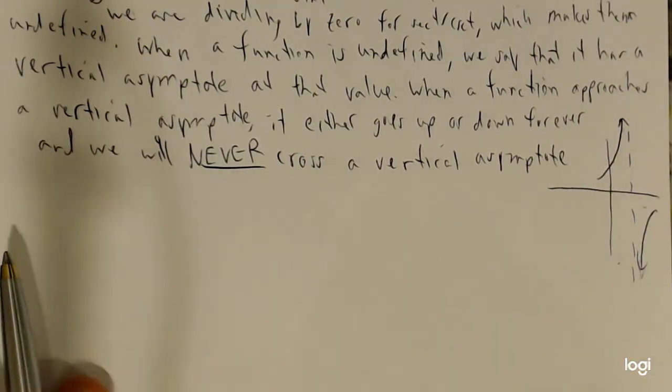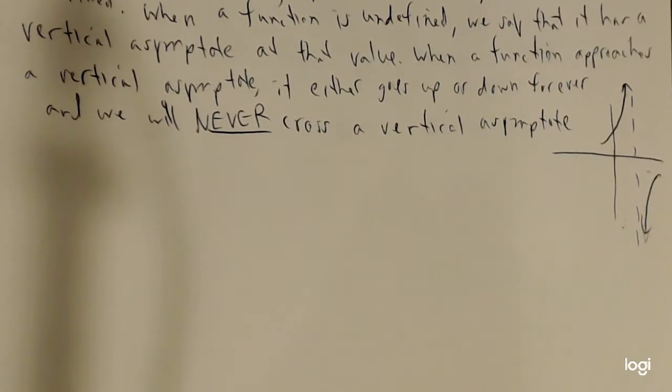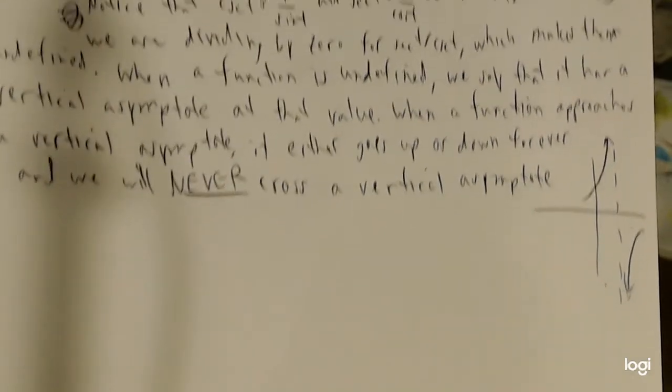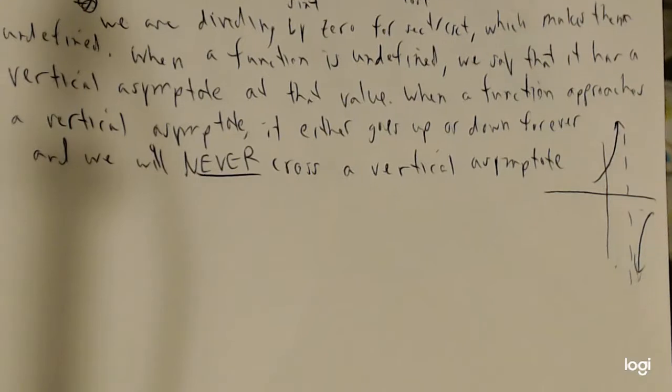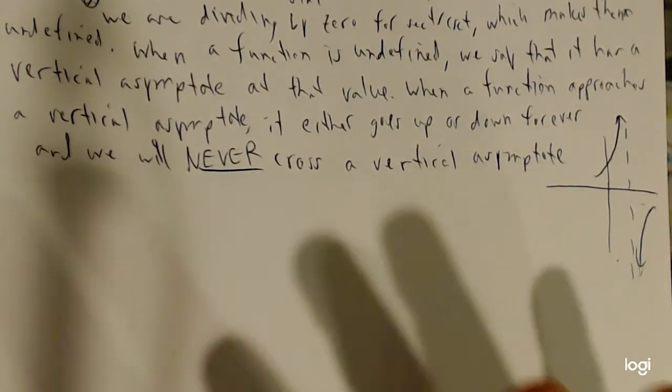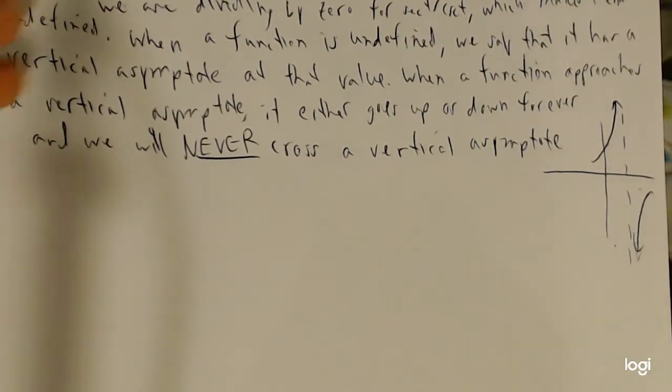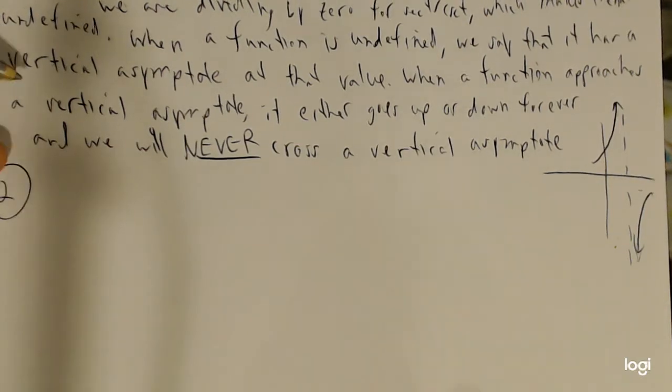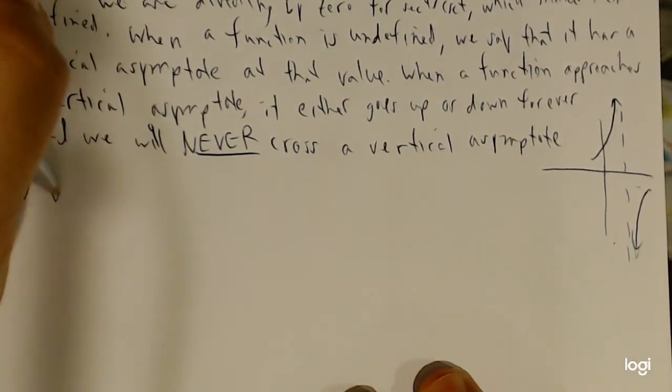You'll never cross it. Okay, so we just discovered that secant and cosecant do have vertical asymptotes. So when we put them together in the graph, we'll force them out, and you'll see exactly how it looks.